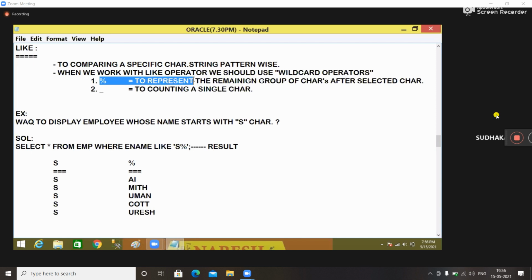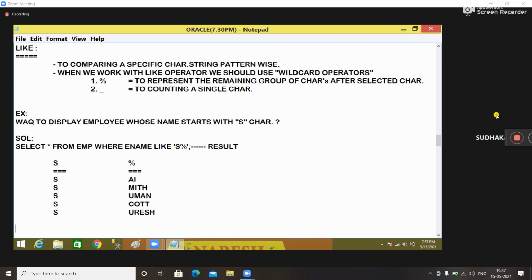Percentile means to represent the remaining group of characters after the selected character. What is my selected character? Yes, after the selected character, the remaining group of characters is represented with the percentile. Okay, next, underscore. What does underscore mean now?